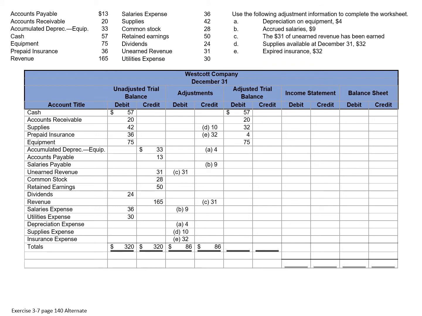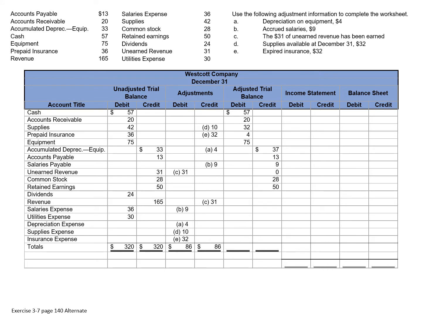Equipment didn't change. Accumulated depreciation did. We started with a credit of 33. We added $4 in credits, so we have 37 now. Accounts payable did not change. Salaries payable, we had 0. We recorded credits of 9, so we have a credit of 9. Unearned revenue, we started with a credit of 31. We recorded a debit of 31, so we have 0 now.